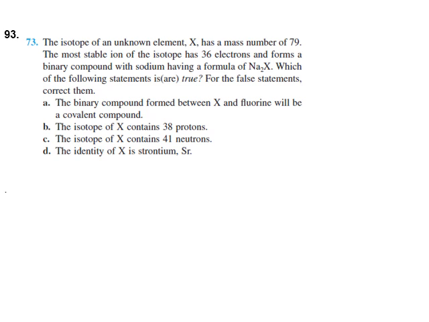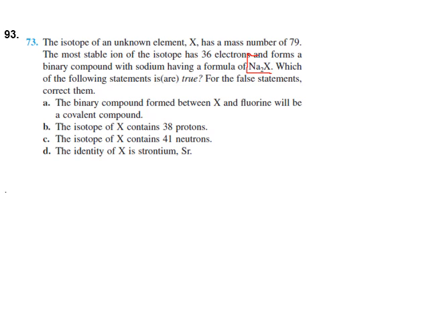So here we have an unknown element that has a mass number of 79. The most stable ion of the isotope has 36 electrons, forms a binary compound with sodium, having a formula of Na2X. Which of the following are true? All right, so this looks hard, but it actually is not.